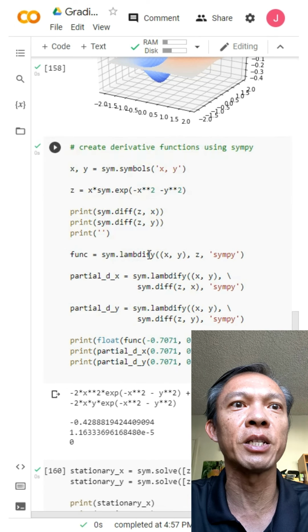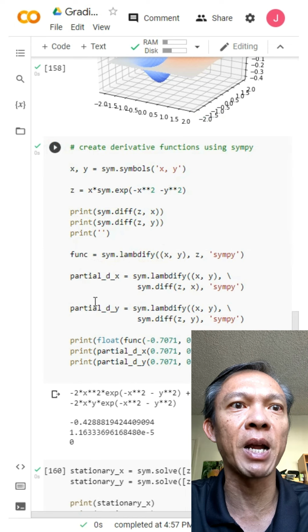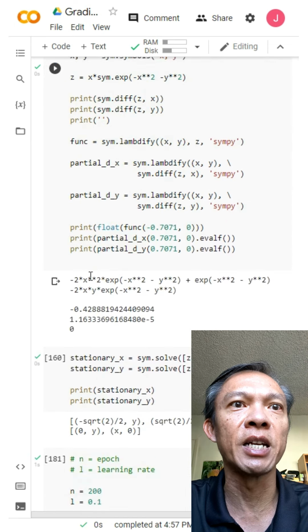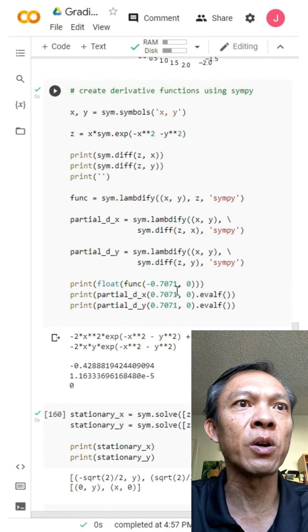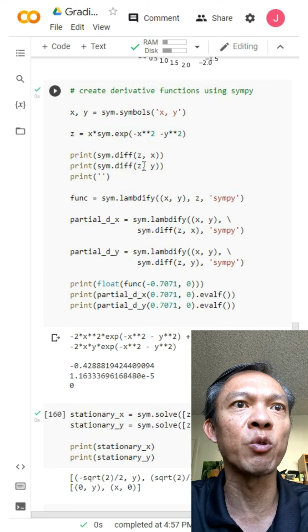In order to do the calculation, we have to use the lambdify function right here to lambdify the partial derivative of x and the partial derivative of y, and here is an example of the calculation. Print out the function, partial x, partial y at this point right here. And you notice also, for example, if you do the partial derivative of x, partial derivative of y, here are the results of that.